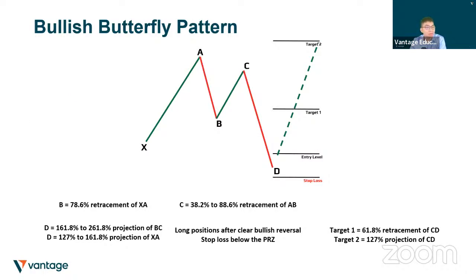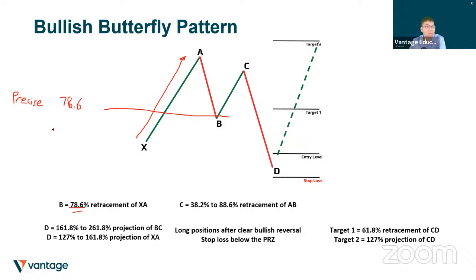So yeah, the butterfly pattern requires a retracement of the impulse leg XA. You notice we use XA a lot, impulse leg XA, by precisely 78.6%. So this is very precise, 78.6%. This one is precise. Has to be. That's the key word.